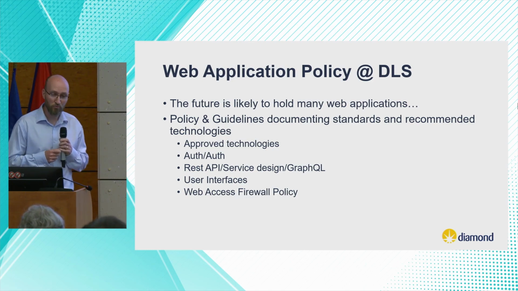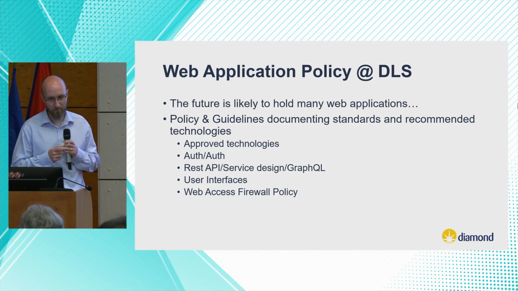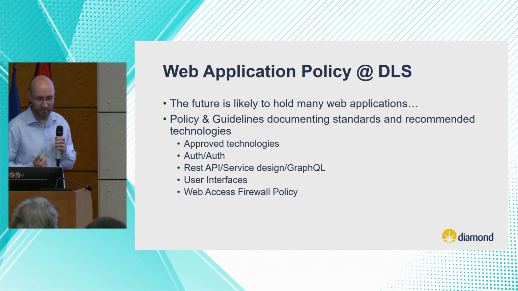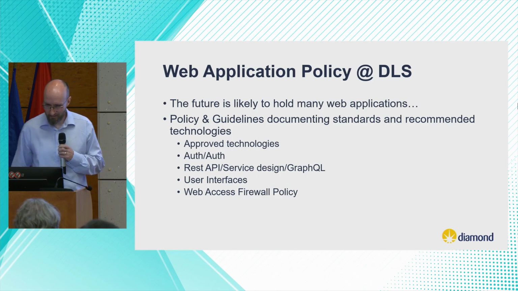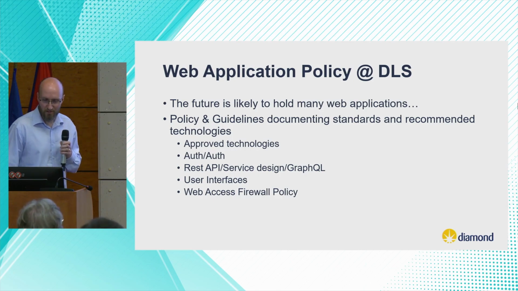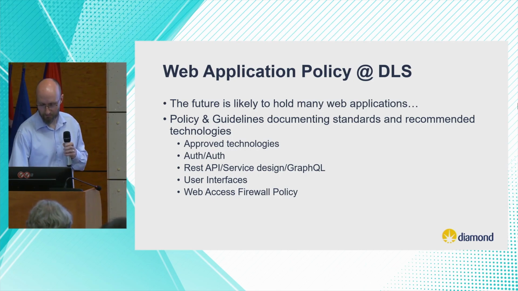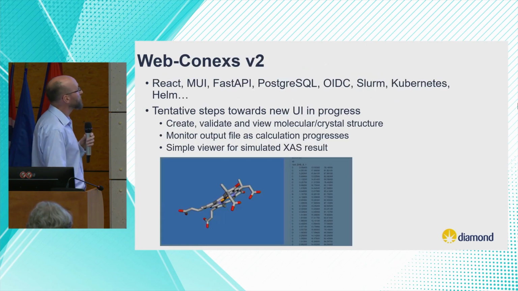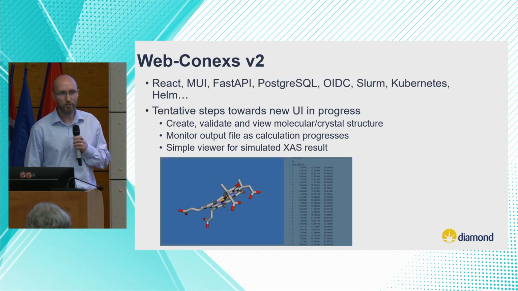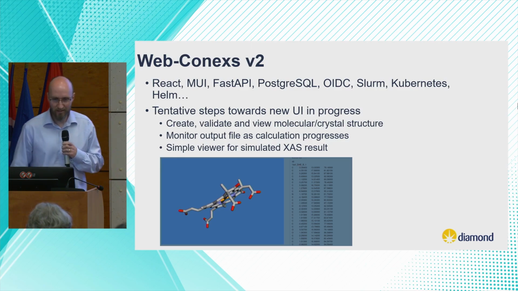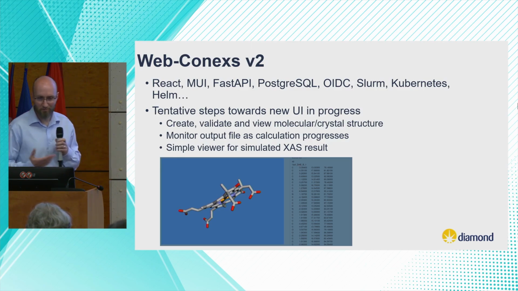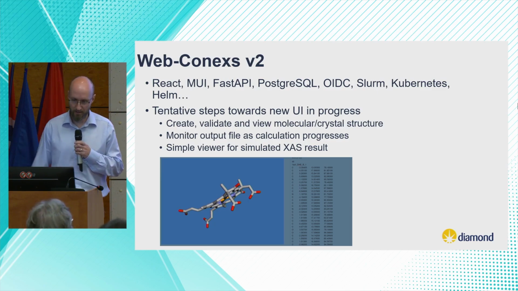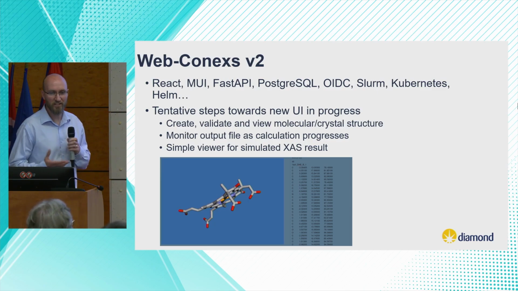So there are lists of approved technologies, how you should use OAuth, what your REST APIs should look like, what technologies you should use for user interfaces, and if you want these to be externally facing, all the things that you need to do around monitoring to make sure that what you're running is quite safe, yeah? So we've started the process of making the new SynchWeb-style version 2. We're going to use the standard tools that Diamond recommends, so React, MUI, FastAPI, Postgres, OIDC, these kinds of things. We're just in the architectural process now.